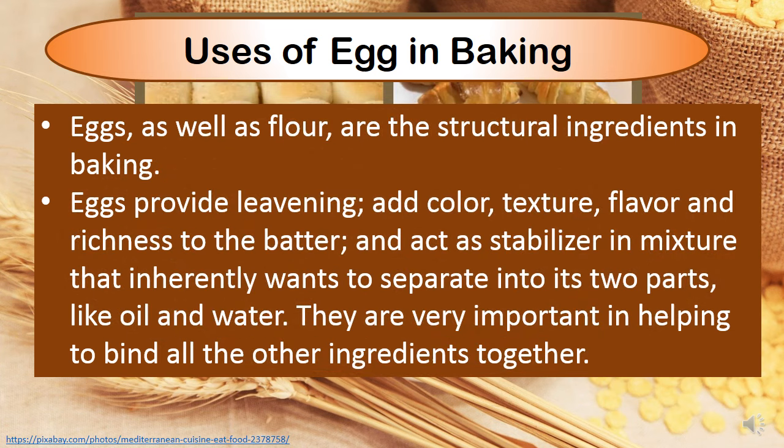Uses of egg in baking. Eggs as well as flour are the structural ingredients in baking. Eggs provide leavening, and add color, texture, flavor, and richness to the batter. They also act as a stabilizer in mixtures that inherently want to separate into two parts, like oil and water. They are very important in helping to bind all the other ingredients together.